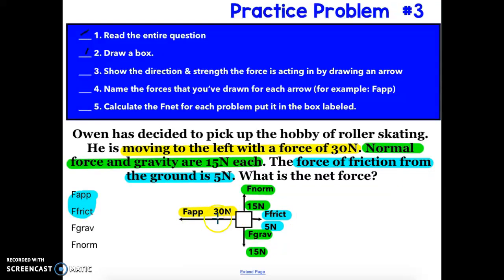Now I need to go left to right and look at these 2. Again, going in opposite directions, so I need to subtract. You have 30 minus 5, which is going to give us 25. So I'm going to put 25 newtons. And finally, I need to identify the direction that he's going. Well, the bigger number is over here, so that's the direction it is. So I'm going to draw my vector to the left, and that is going to be your net force.